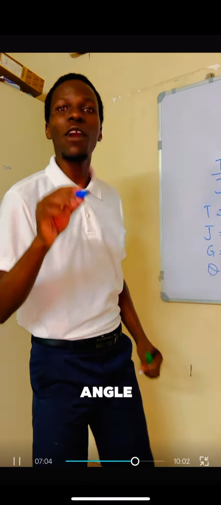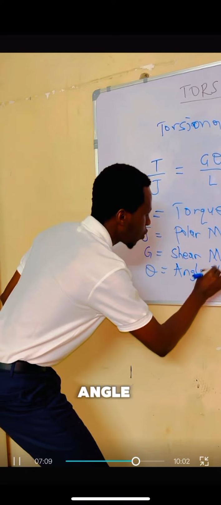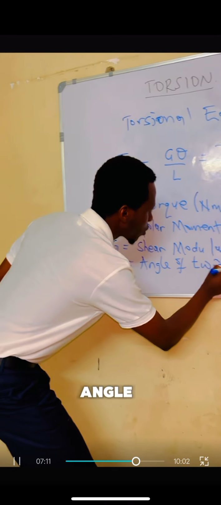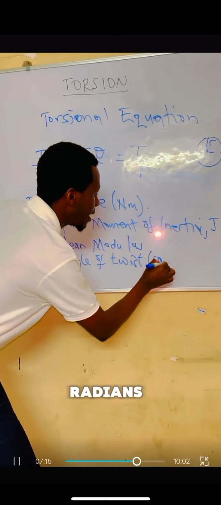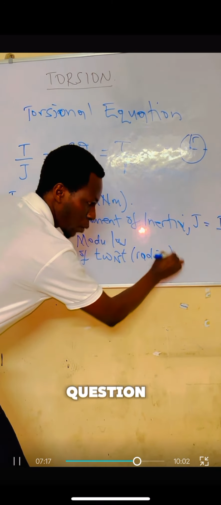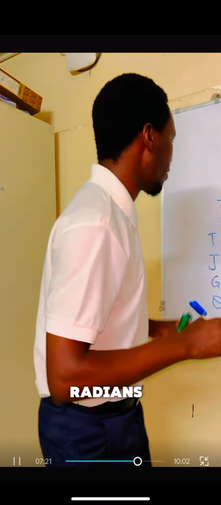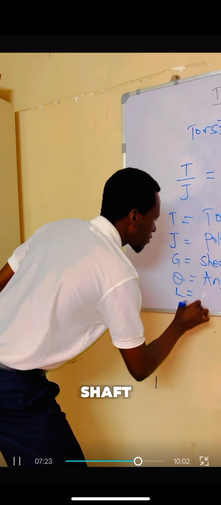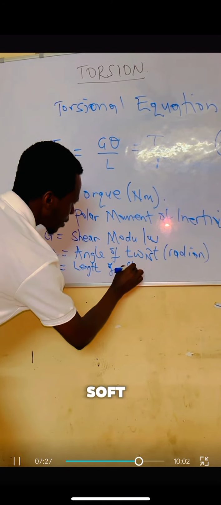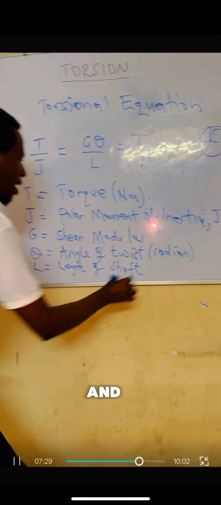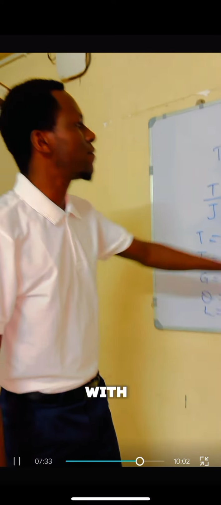Then we go to theta. Theta in this case is the angle of twist. An angle of twist, you should know when calculating, has to be measured in radians. So if they give you a question where the angle of twist is in degrees, convert it first to radians. And then what about L? L is the length of shaft, the length of the material that you're using. This must be in meters.